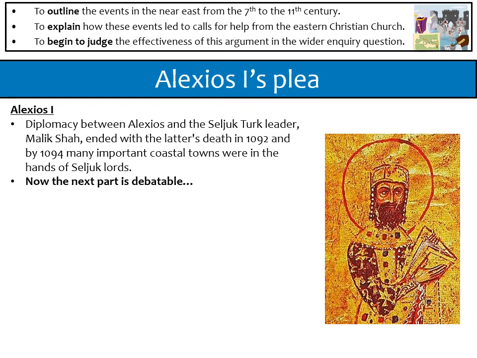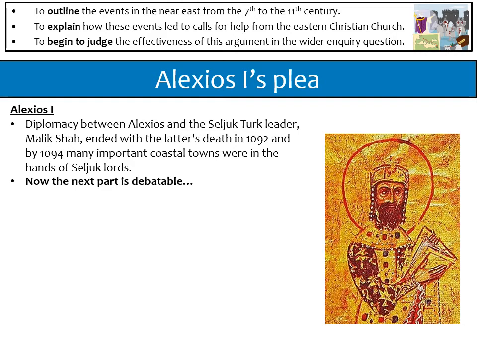And what he actually does to try and sort this problem with the Seljuk Turks is he decides to open up diplomacy. So he opens up talks with the Seljuk Turk leader, who is Malik Shah, and it actually looks like that there might be a little bit of stability and a little bit of peace between the two. But unfortunately, Malik Shah dies in 1092, and by 1095, most of the important coastal towns were in the hands of Seljuk lords, and actually important settlements like Nicaea, which is only 60 miles from Byzantine, have been taken by the Seljuk lords.